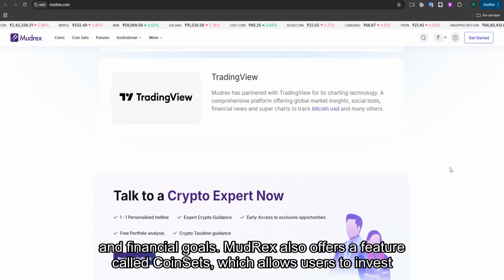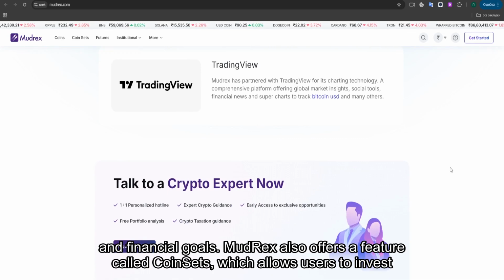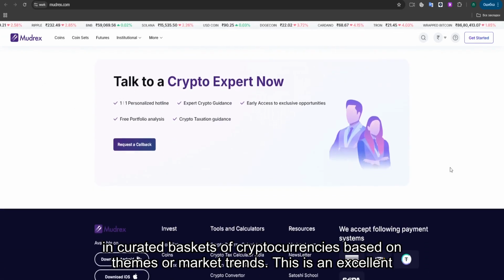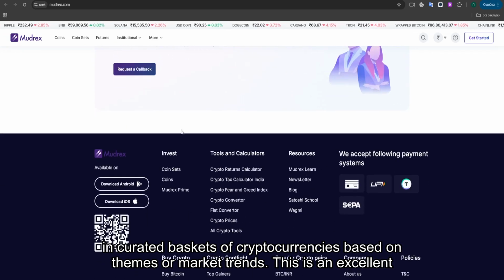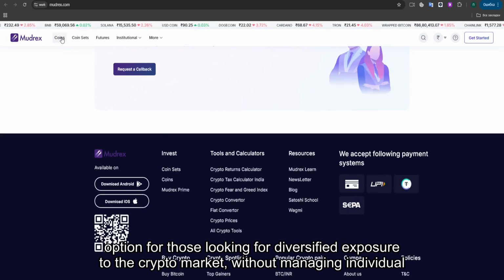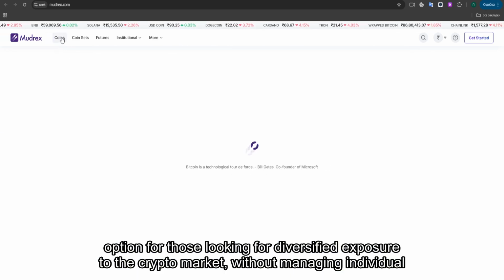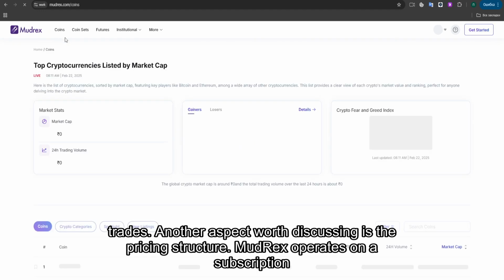Mudrex also offers a feature called CoinSets, which allows users to invest in curated baskets of cryptocurrencies based on themes or market trends. This is an excellent option for those looking for diversified exposure to the crypto market without managing individual trades. Another aspect worth discussing is the pricing structure.